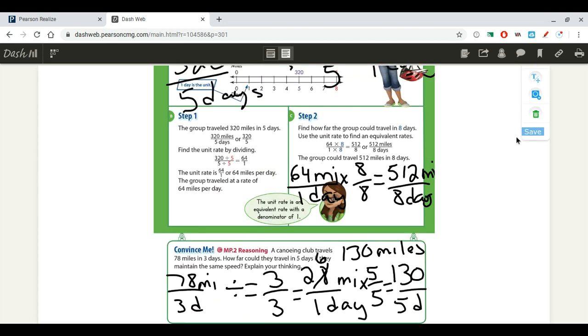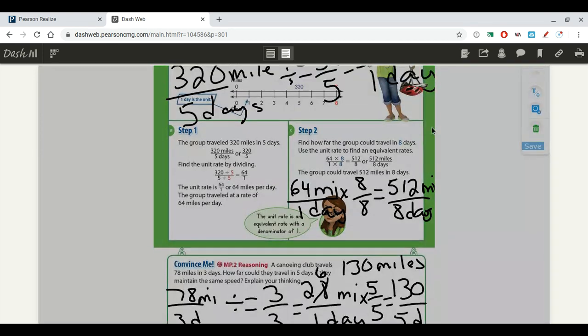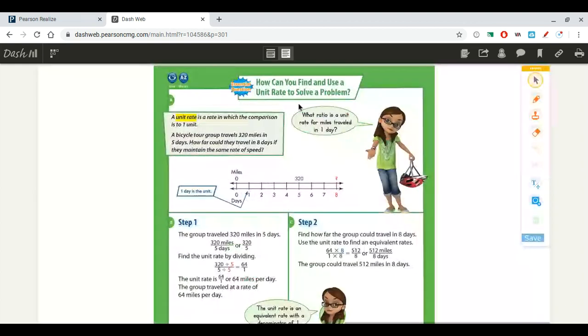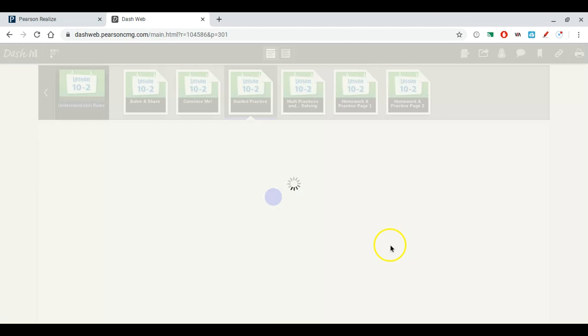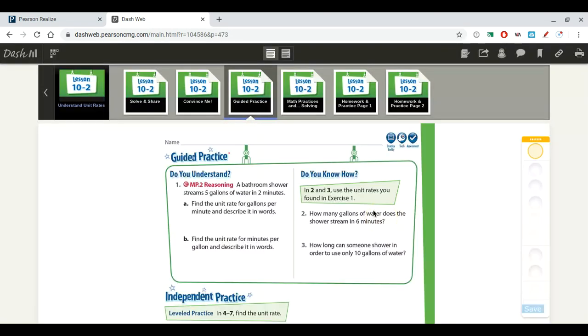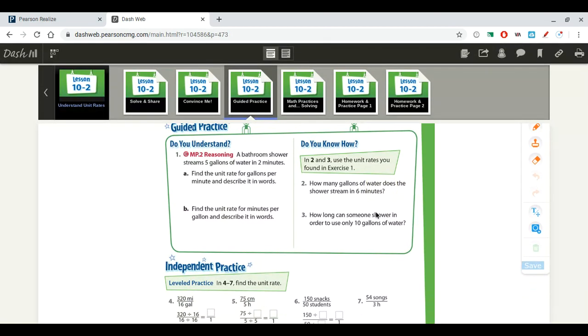Okay. All right. So let's go ahead and move to our next page. When we take a look at our guided practice, number 1 says, a bathroom shower steams 5 gallons of water in 2 minutes. Find the unit rate for gallons per minute and describe it in words. So we're finding the unit rate for gallons of water in 2 minutes.